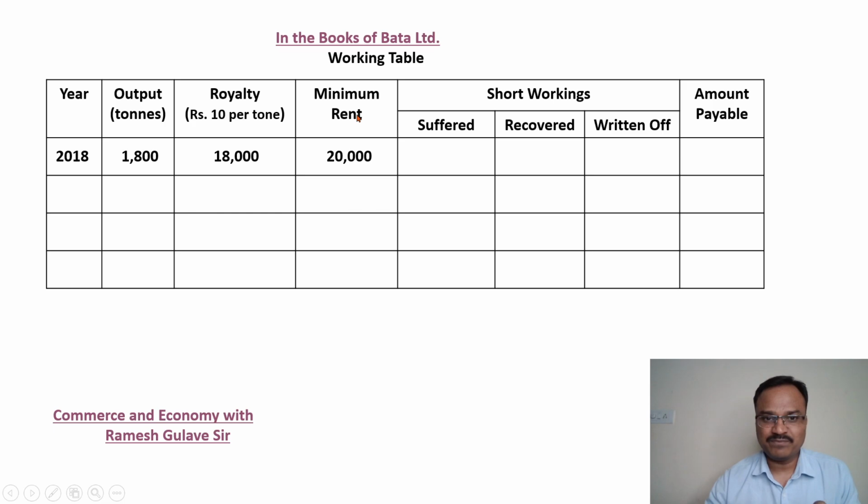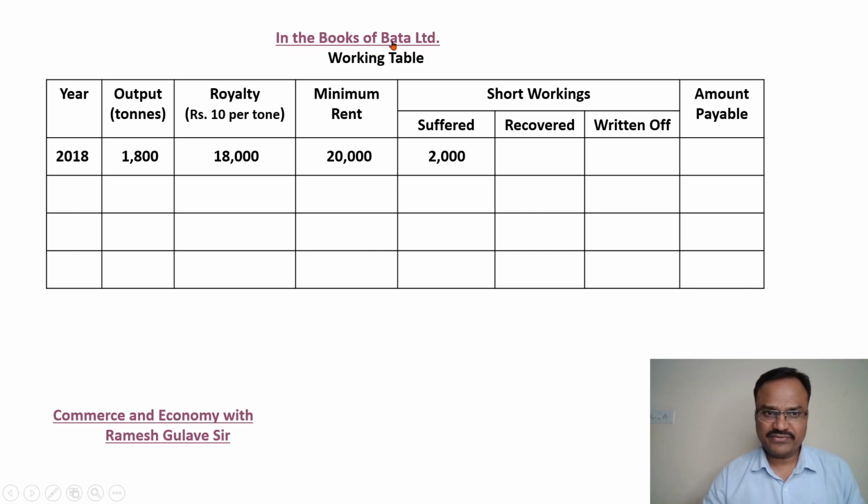See friends, one more time. Short workings arise only if the amount of actual royalty payable is less than amount of minimum rent. Here, the amount of minimum rent is 20,000 and actual royalties are 18,000. So it means there are short workings or there is a shortage of 2,000 rupees. So basically these 2,000 are short workings for 2018. Okay, so here we write the amount of short working suffered in this column, suffered column, right?